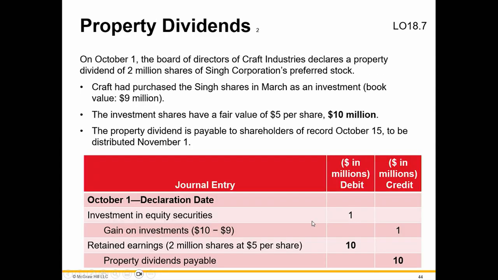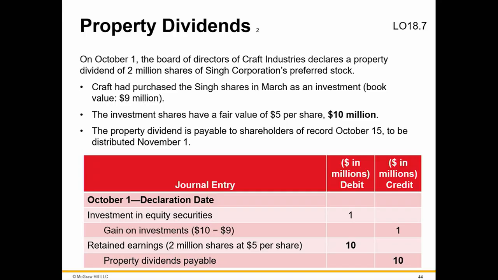So let's take a look at an example. It makes the most sense. On October 1st, the board of directors of Kraft Industries declares a property dividend of 2 million shares of Sing Corporation's preferred stock. Kraft had purchased the Sing shares in March as an investment. The book value was $9 million. The investment shares have a fair value of $5 per share. So $5 per share times 2 million shares is 10 million. The property dividend is payable to shareholders of record on October the 15th and distributed on November the 1st.